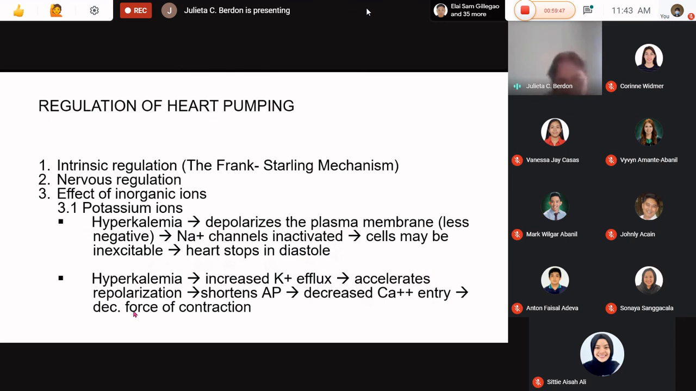Therefore, your action potential is shortened, meaning your plateau is shortened. Calcium usually enters during the plateau, through the L-type calcium channels. So its entry is decreased, and the plateau is shortened because it repolarizes faster. Since it repolarizes faster, the action potential is shortened.